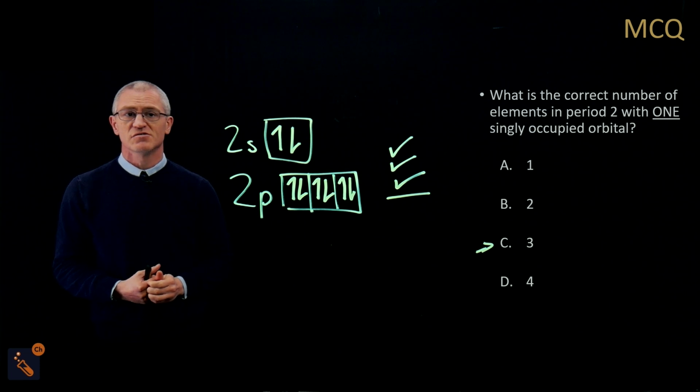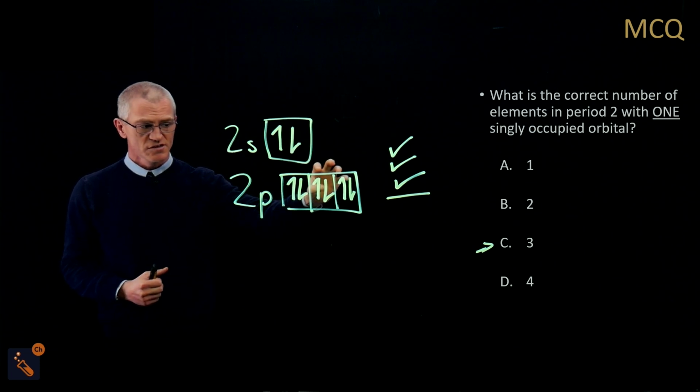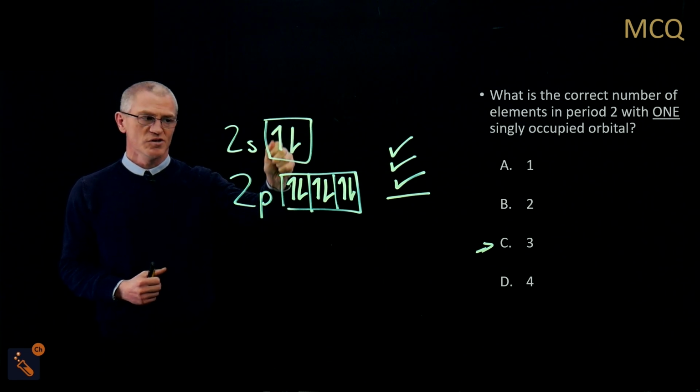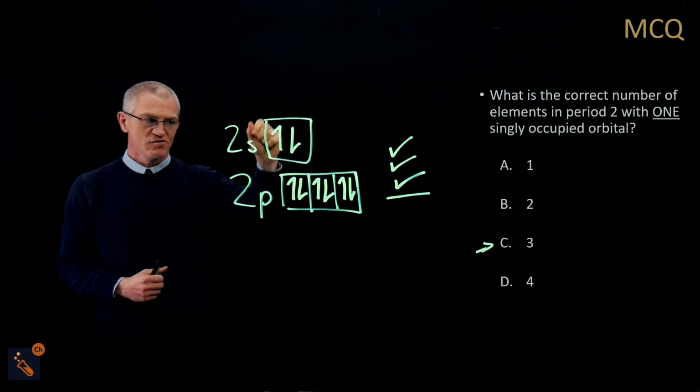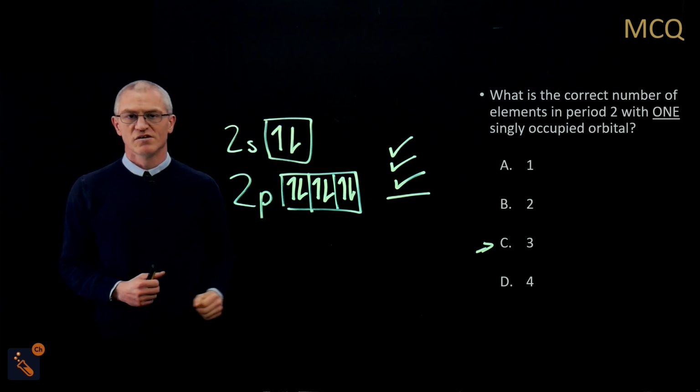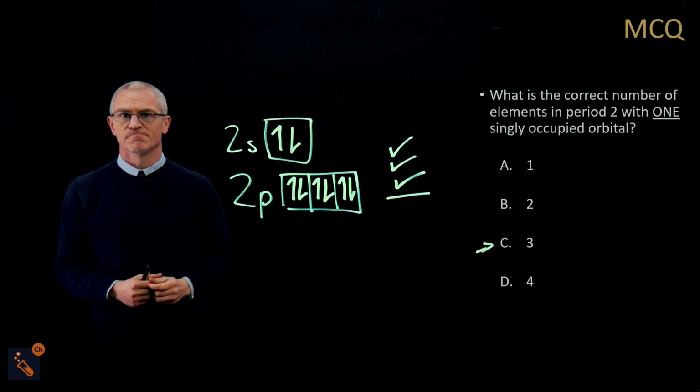Now these are common multiple choice questions. And so just get used to doing it. Just draw out the orbitals that are in that period that they name, and then put one in at a time, count them. Now sometimes they'll say name them as well, so all you have to do is, when you put one electron in, note down what element that is as you go along.